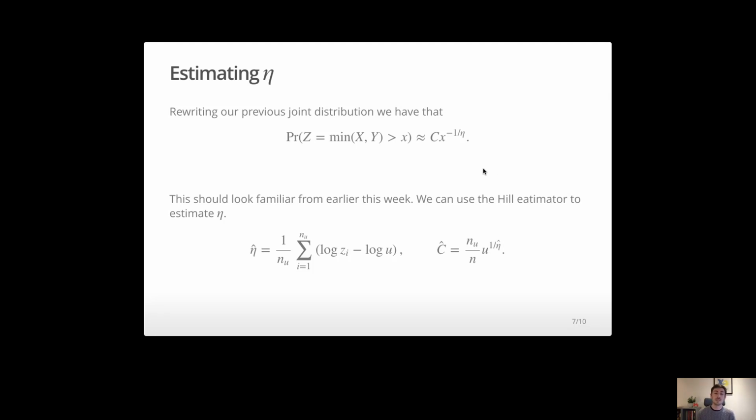The way we do this is to define this set of random variables z to be the minimum of each x, y pair.